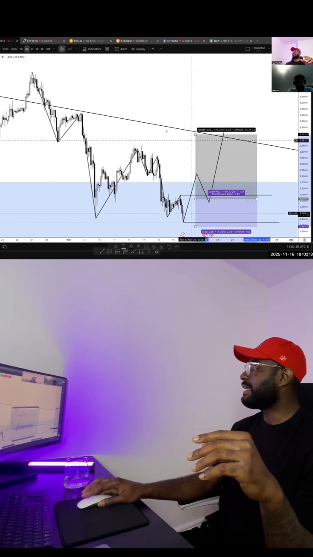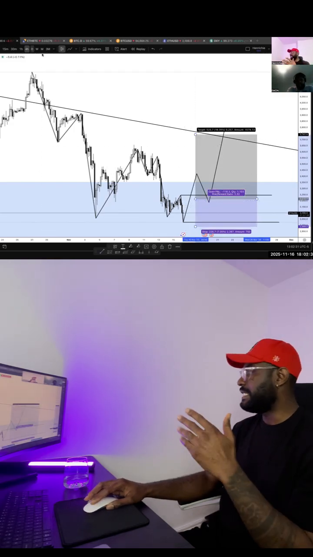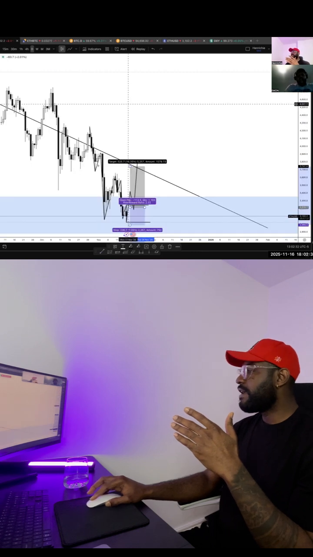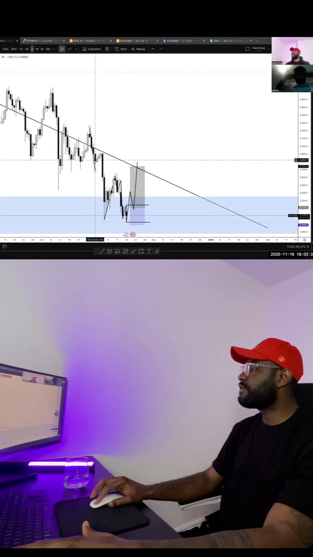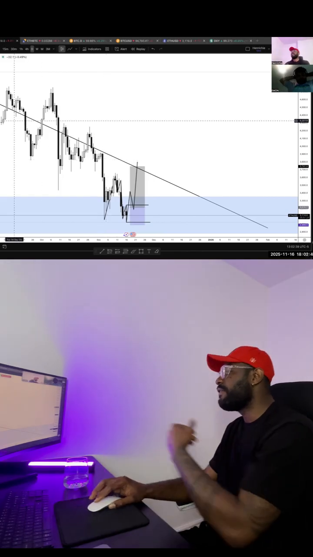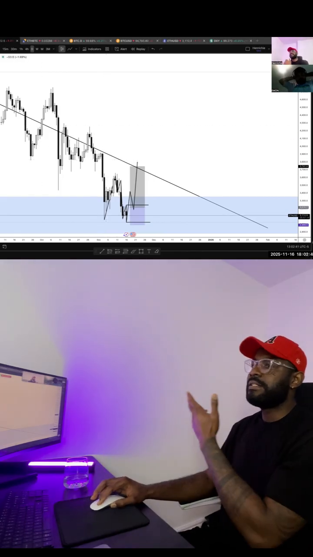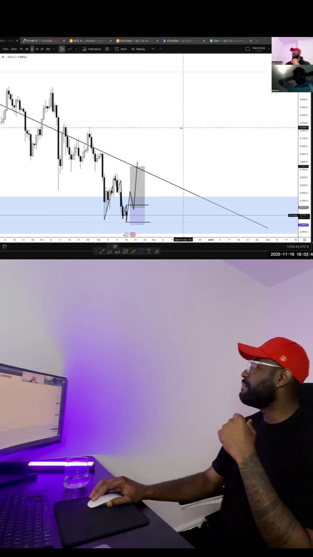Then for your targets, you go to a higher time frame, the daily. Look for fair value gaps on the daily, mark them out, and you can now use those fair value gaps as your take profit one, take profit two, take profit three. It's up to you how many take profits you want to have.